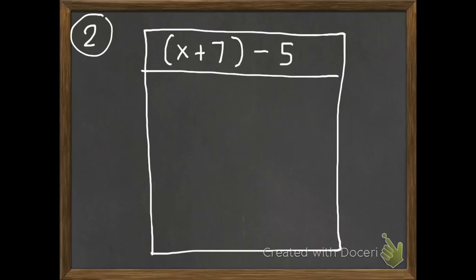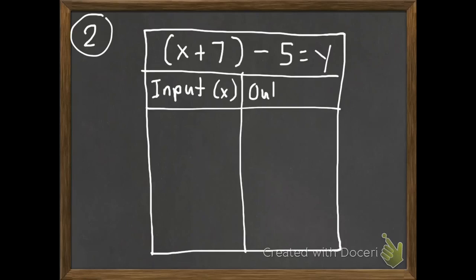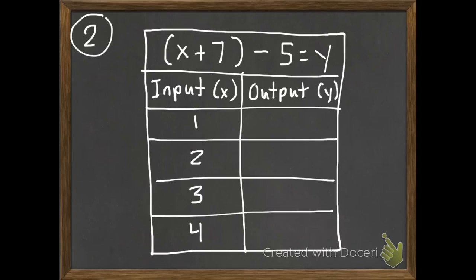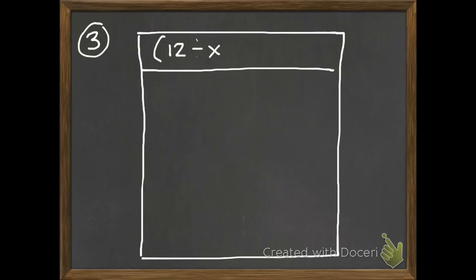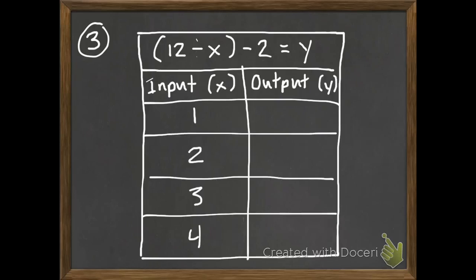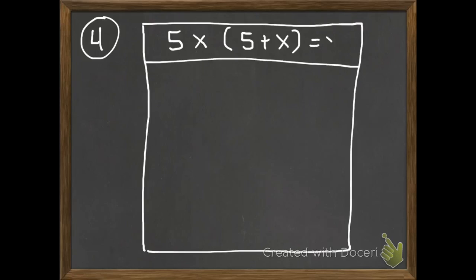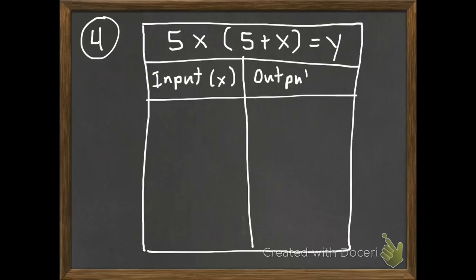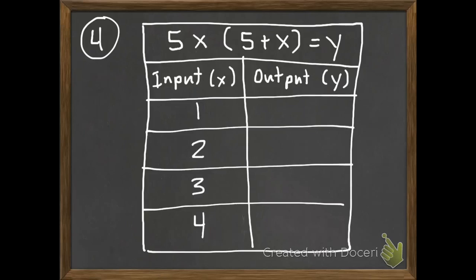Number 2. We have x plus 7 subtract 5 equals y. And your inputs are going to be 1, 2, 3, and 4 again. Number 3 is 12 divided by x, subtract 2 equals y. Inputs, once again, are 1, 2, 3, and 4. And last of all, number 4, we have 5 times 5 plus x equals y. And our inputs, again, are 1, 2, 3, and 4. Bring your notebooks to class tomorrow, and we'll see how you did.